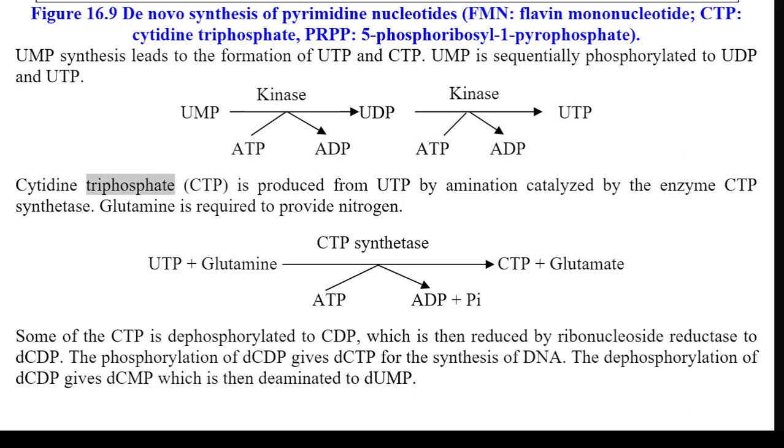Cytidine triphosphate, CTP, is produced from UTP by amination catalyzed by the enzyme CTP synthetase. Glutamine is required to provide nitrogen. CTP synthetase: UTP plus glutamine gives CTP plus glutamate, with ATP converted to ADP plus Pi. Some of the CTP is dephosphorylated to CDP, which is then reduced by ribonucleotide reductase to dCDP. The phosphorylation of dCDP gives dCTP for the synthesis of DNA. The dephosphorylation of dCDP gives dCMP, which is then deaminated to dUMP.